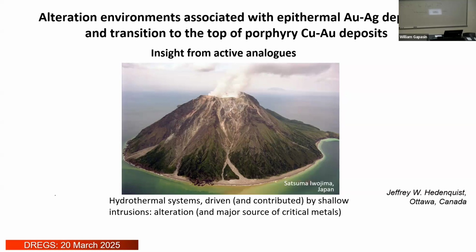These hydrothermal systems are related to shallow intrusions, and these are magmatic fluids with variable amounts of meteoric water dilution. I'm going to focus on alteration, but of course, these are major sources of critical metals, including everything that you mentioned at the end. That was an excellent overview. I really liked it and got something out of it. But every metal that's in short supply right now is produced from porphyry systems.